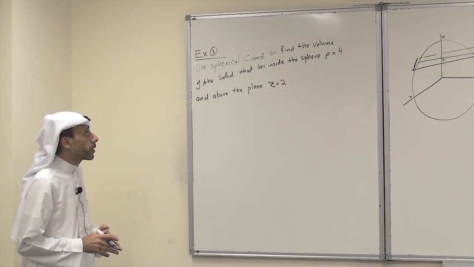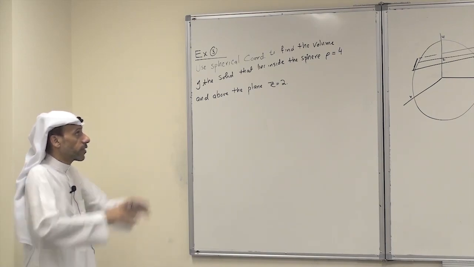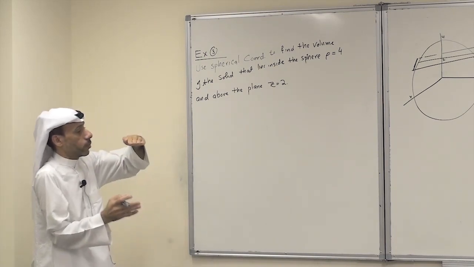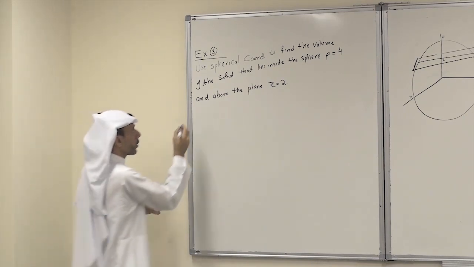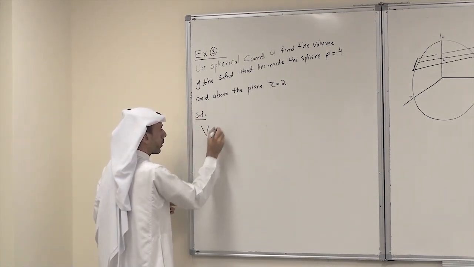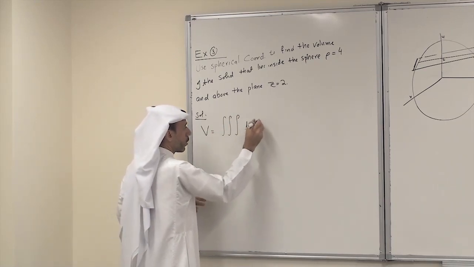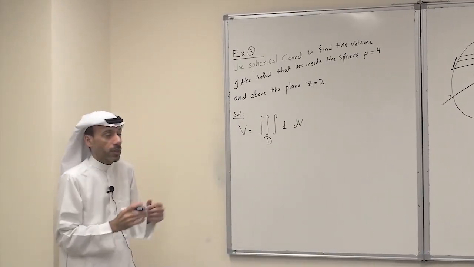Use spherical coordinates to find the volume of the solid that lies inside the sphere rho equals 4 and above the plane z equals 2. So we have a sphere of radius 4 and a plane, and we need everything above the plane. The formula for the volume is the triple integral of 1 dv over the solid D, and we need everything to be in spherical coordinates.